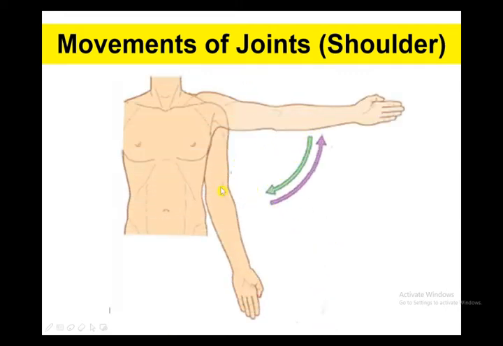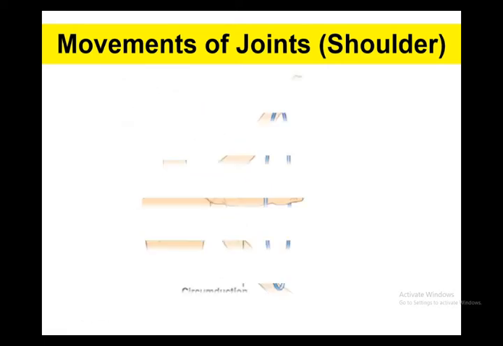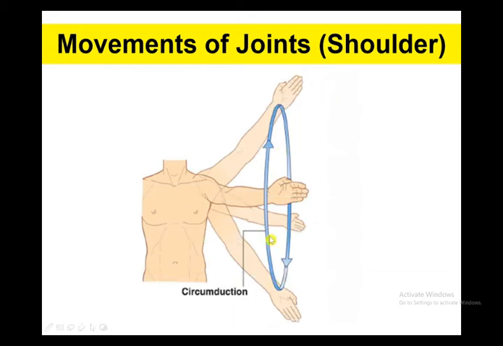Here we can see from the front view abduction and adduction very clearly. Here, by bending the elbow joint, it will be very clearly visualized. Move inward and outward. We call that internal and external rotation of the shoulder joint. And this is the movement we call the circumduction.